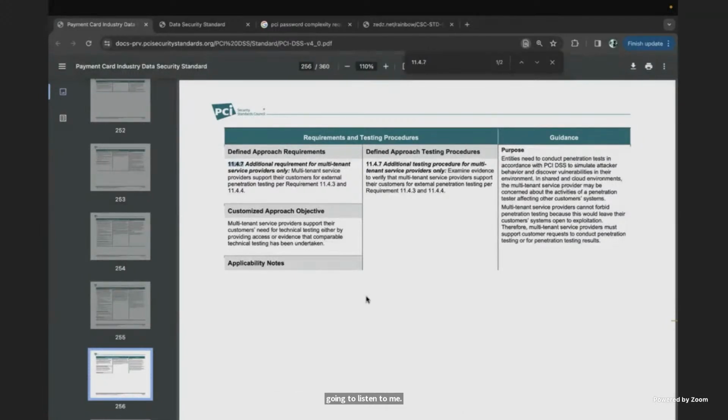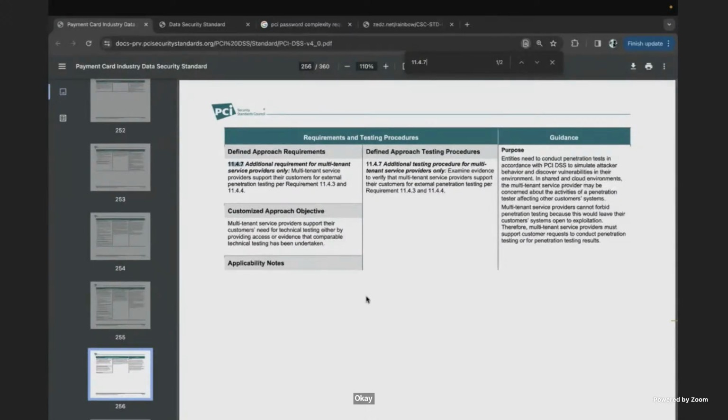All right. So if we're looking at this, it says defined approach requirements, additional requirement for multi-tenant service providers. They didn't want to say cloud providers or SaaS, so they came up with multi-tenant service providers. Multi-tenant service providers must support their customers for external penetration testing per requirements 11.4.3 and 11.4.4. Multi-tenant service providers support their customers' need for technical testing, either by providing access or evidence that compatible or comparable technical testing has been undertaken. That's a customized alternative approach. The other procedure, additional testing procedures for multi-tenant service providers: examine evidence to verify multi-tenant service providers support their customers in external penetration testing per the requirements 4.3 underneath 11.